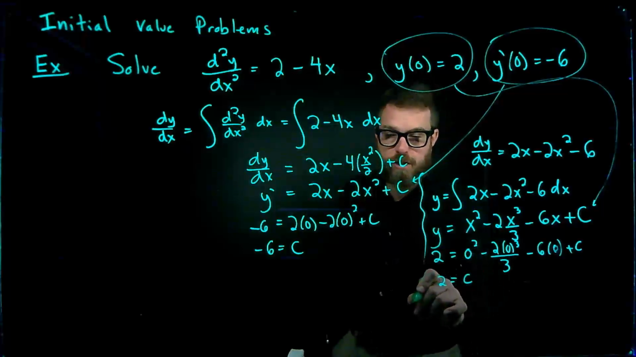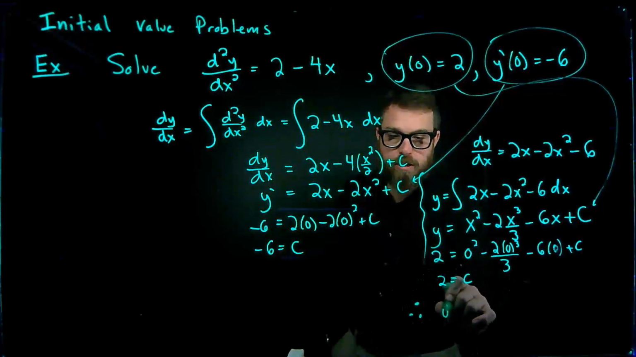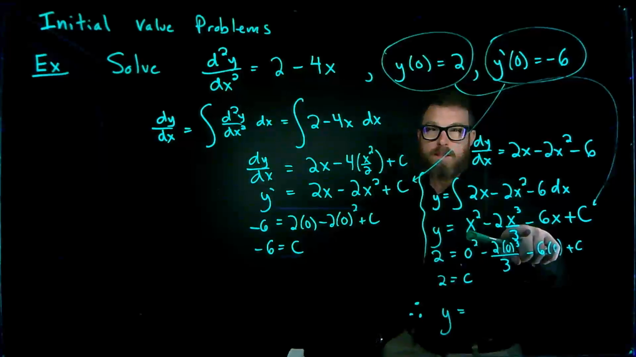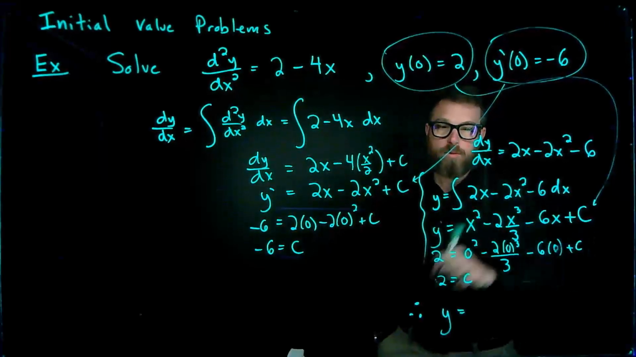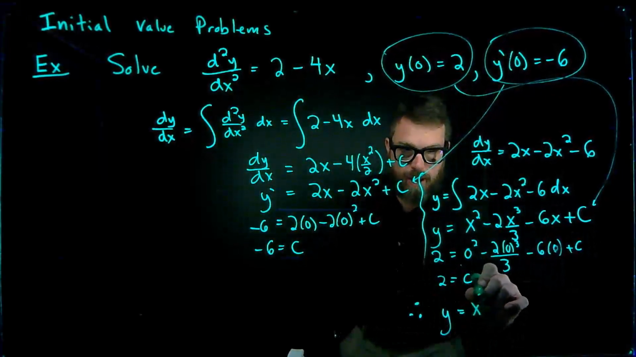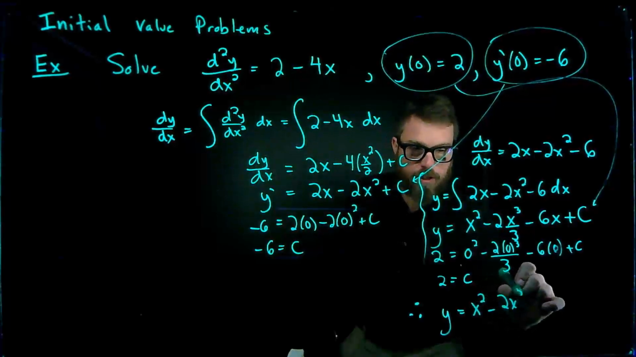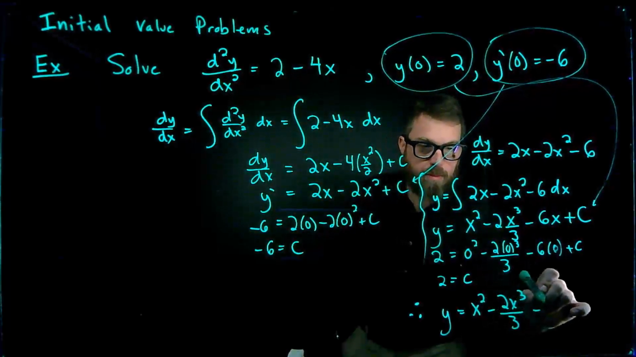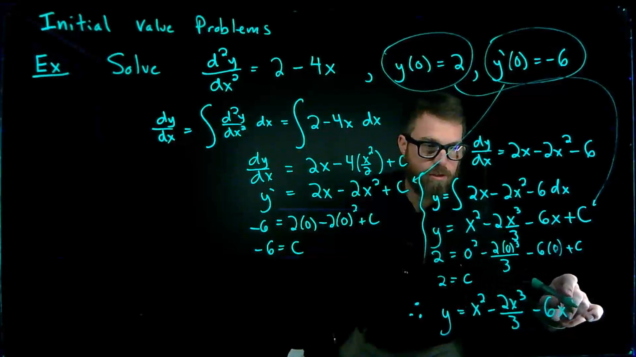So finally, my solution is y is going to be this equation with that correct c value. So this is going to be x squared minus 2x cubed over 3 minus 6x, plus c, which is 2, plus 2.